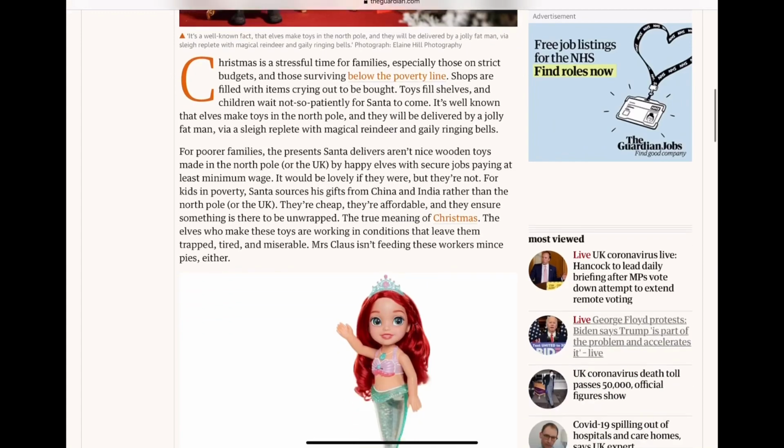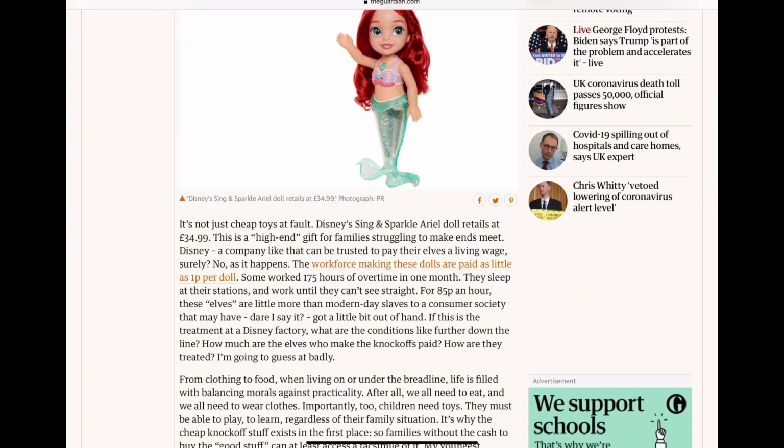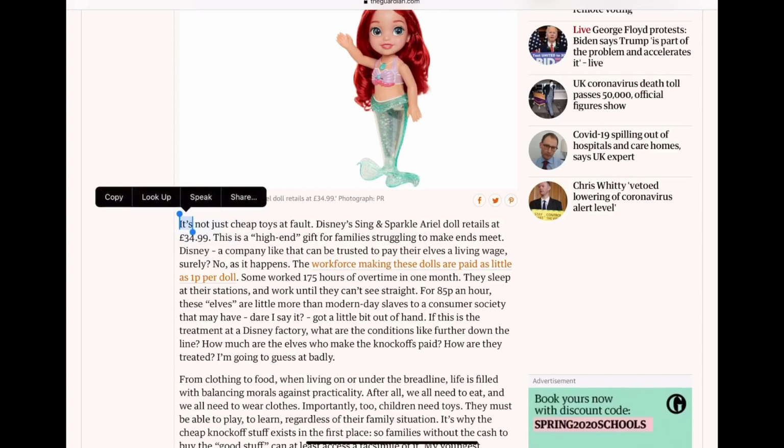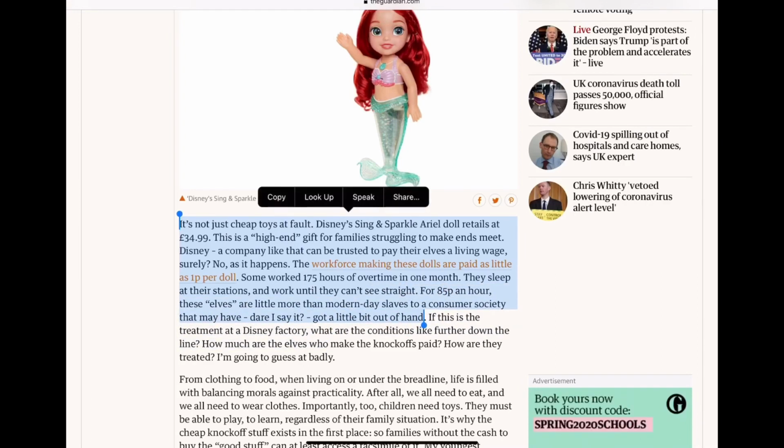Now it does give an anecdote during it about how the writer wanted to buy ethical toys when their child was younger. But I want to take you to this paragraph here, or at least the first half of it. It says, it's not just cheap toys at fault. Disney's Sing and Sparkle Ariel doll retails at $34.99. This is a high-end gift for families struggling to make ends meet.